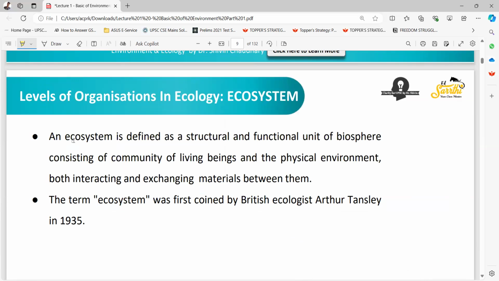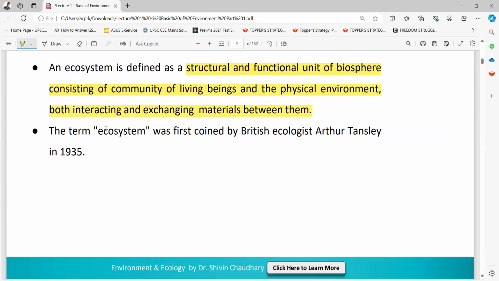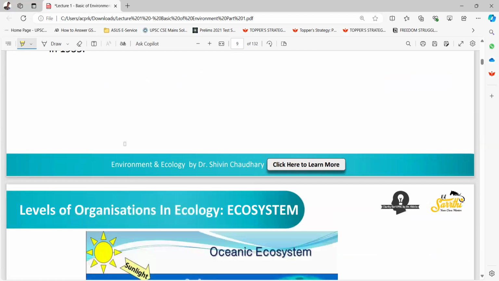Ecosystem. An ecosystem is defined as the structural and functional unit of the biosphere, consisting of a community of living beings and the physical environment, both interacting and exchanging materials between them. The term ecosystem was first coined by the British ecologist Arthur Tansley in 1935.